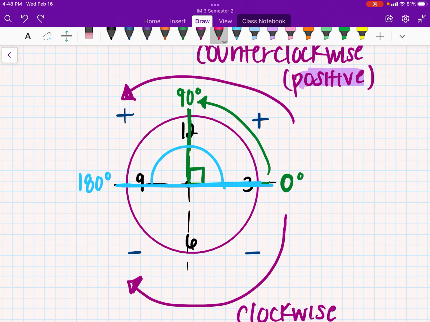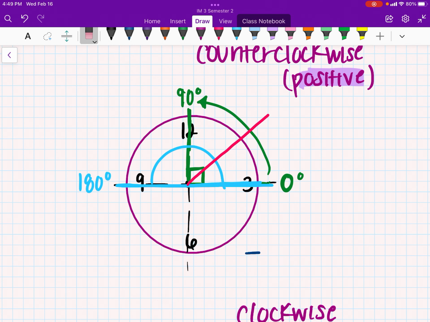Now, another way I like to do this is I also like to break the 90s in half. So for example, half of 90 would be found here, and that would be about a 45-degree angle. Let me go ahead and erase this. All right, about a 45-degree angle there.